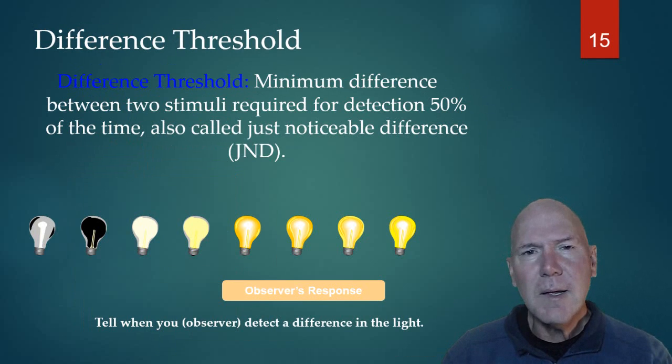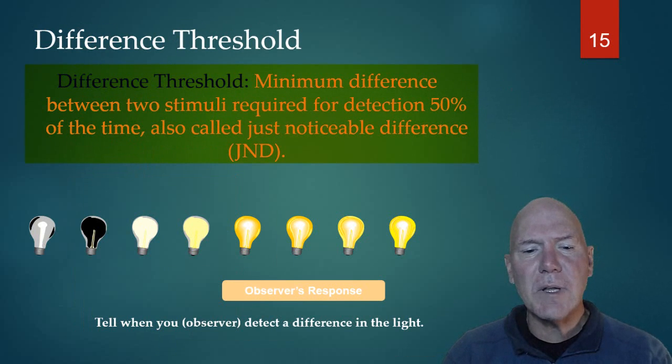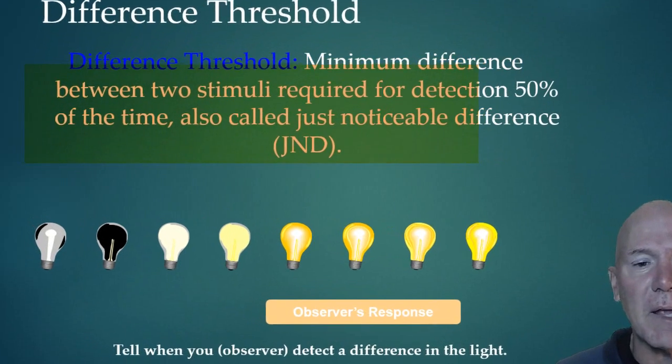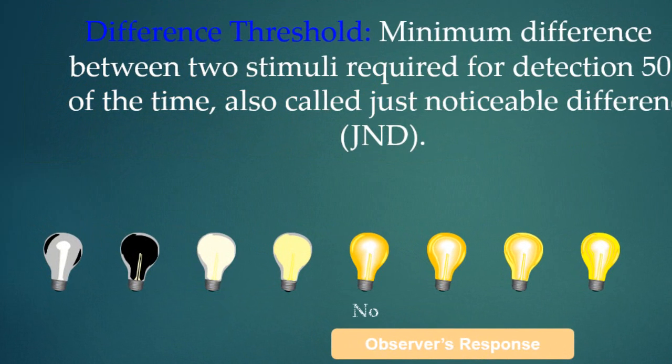A difference threshold is measured if we look at these lights at the bottom. The absolute threshold is where we first perceive a light. Let's say we perceive this light right here, and then we make it a little bit brighter. Can you perceive that it's brighter? Well, in the diagram you probably can, but this is just a representation.